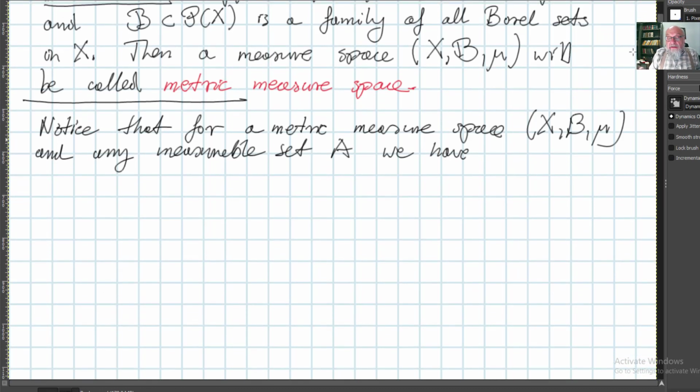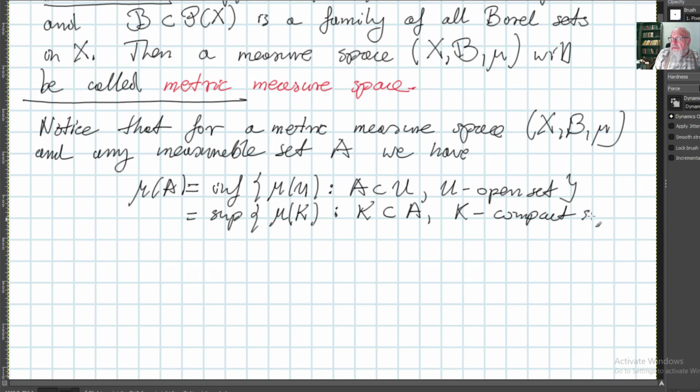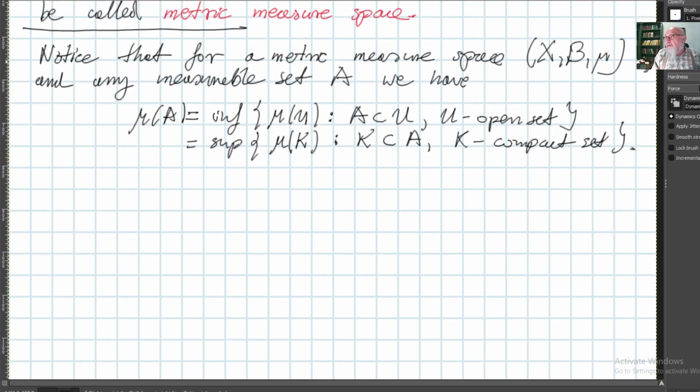the property that the measure of this set A can be written as the infimum of all mu(U), where A is contained in U, and U is an open set. And you can also go from the other side: from the inside you can take the supremum of mu(K), where K is contained in A, and K is a compact set. So we have these nice properties. We'll be referring to these properties in a moment. And let's put another definition.